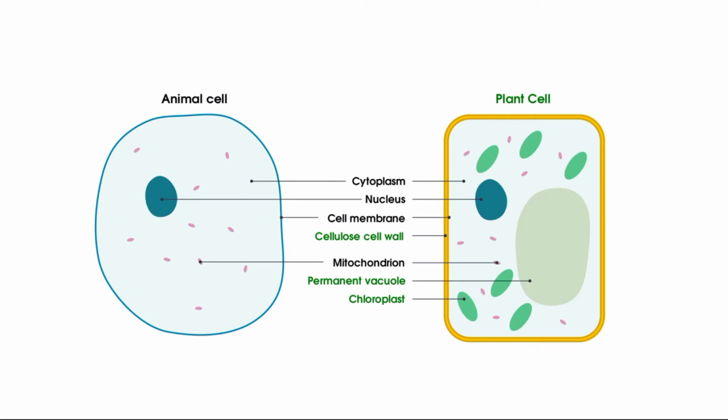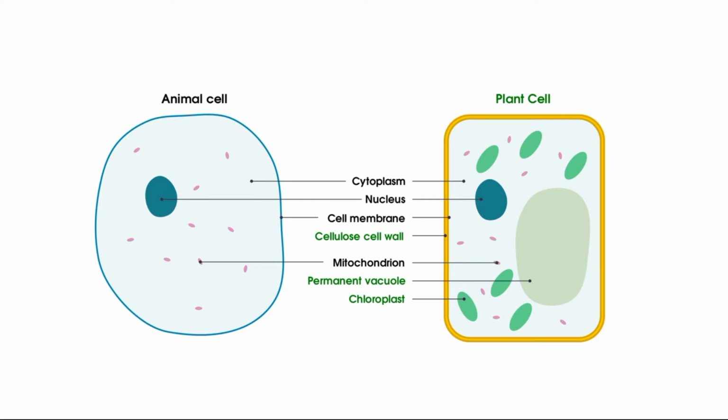If we were to examine a fairly simple diagram of a typical plant and animal cell, we would see some clear similarities and distinct differences. From these two diagrams, it is clear to see that both the plant and animal cell have a cytoplasm, a nucleus, a cell membrane, and mitochondria. Even though it is not seen in this particular diagram, plant and animal cells also both have ribosomes.